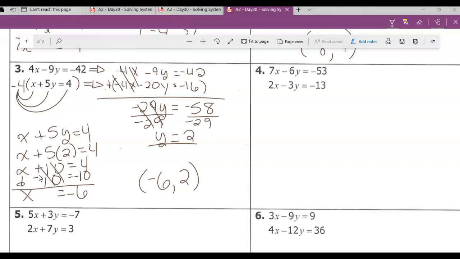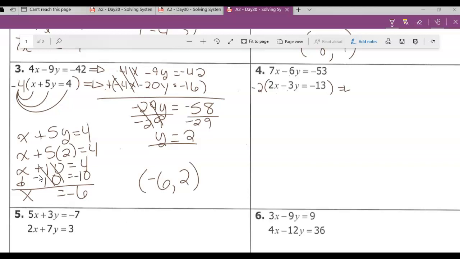Moving on to number 4. I see that my x's don't have anything in common with 7 and 2, but I do know that 6 and 3 are related. They have common factors. So what I'm going to do is I want to turn this minus 3y into a positive 6y, so it'll cancel out with that minus 6 up there. So I'm going to take this whole second equation and multiply everything by negative 2.